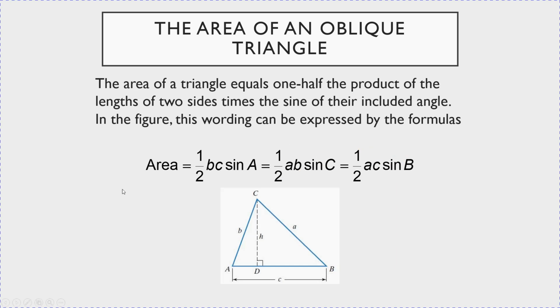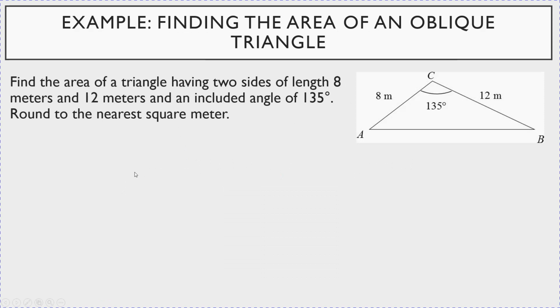All right, let's put this to work here. Let's find the area of the triangle having two sides of length 8 and 12 and the included angle of 135 degrees.